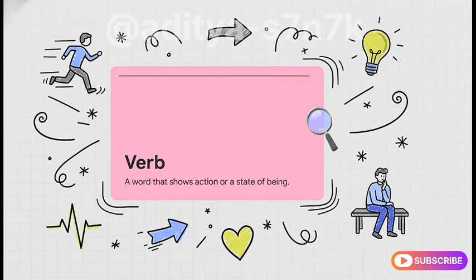Okay, on to the verb. Now, this is the engine of the sentence. The verb is the word that tells you what is actually happening. It can be a full-on action like run or write, or it could just be a state of being. Words like is, am, or seems. Without a verb, a sentence is just a boring list of names.